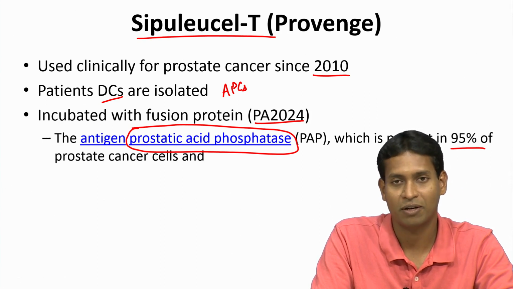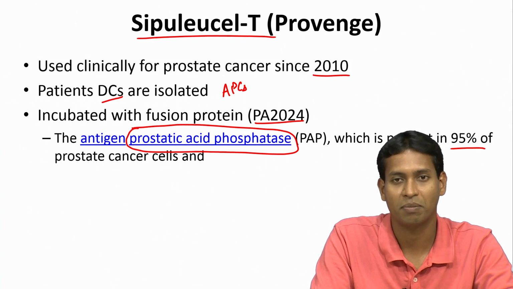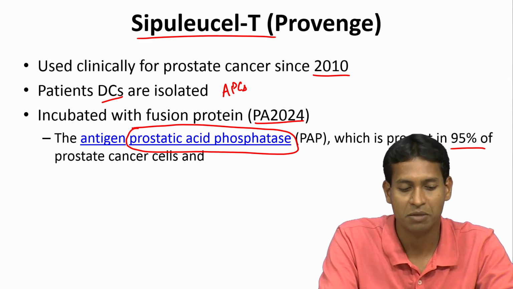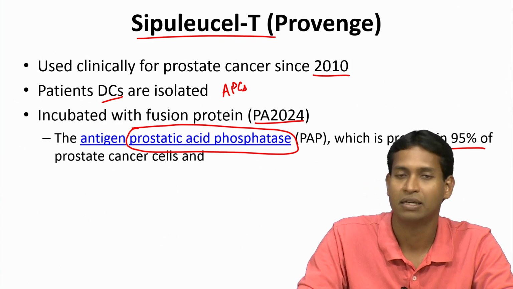So, it was observed that almost all the patients that are coming in, or at least 95% of the patients that are coming in, have this particular antigen, this is what gets mutated and leads to prostate cancer.